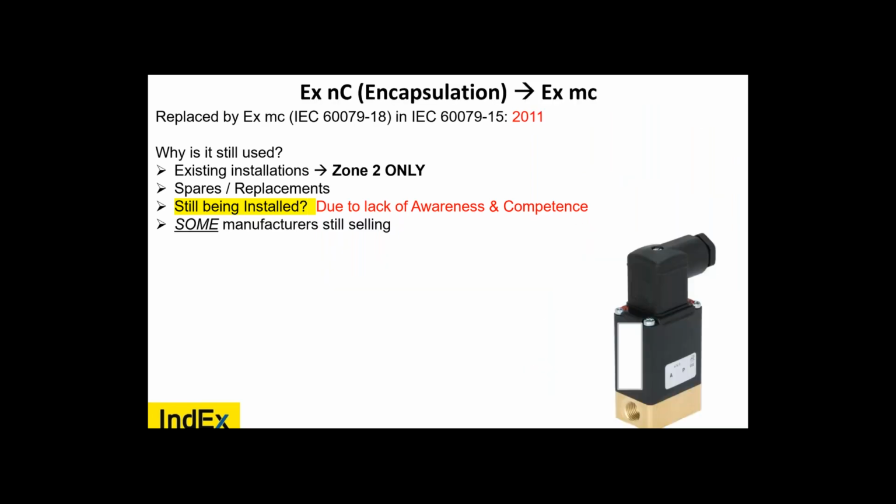Now, the old one, EXNC encapsulation, which has become MC. Why is it still used? Well, Zone 2 only, spares and replacements. Unfortunately, some manufacturers are still selling EXNC encapsulation type NC because of a lack of awareness and competence.